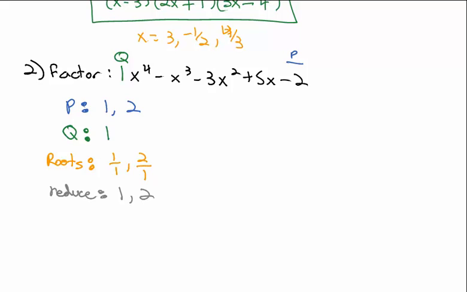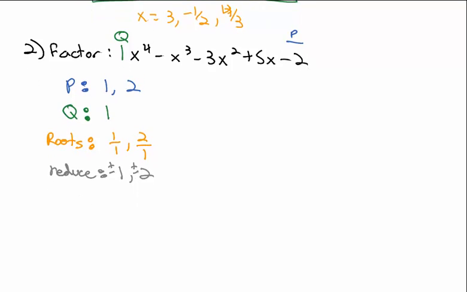Maybe negative 1 and negative 2. Some people like to label those plus and minus, so they don't forget positive 1, negative 1, positive 2, negative 2. So let's start with the positive 1. We got 1x to the 4th, negative 1x cubed, negative 3x squared, 5x, and negative 2.